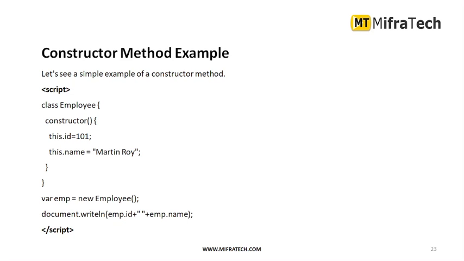Then let's see an example of a constructor method. In the class Employee, the constructor has been created with this.id 101 and name Martin Roy. Next, the variable emp is equal to new Employee, and document.write emp.id plus emp.name. When the output is displayed, the id 101 and the name Martin Roy will be displayed.